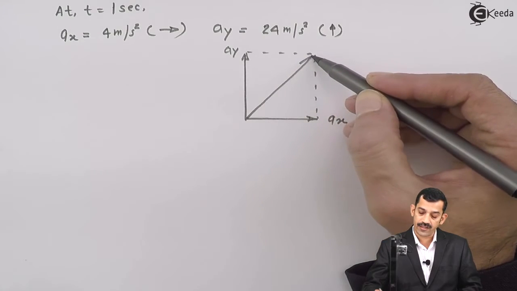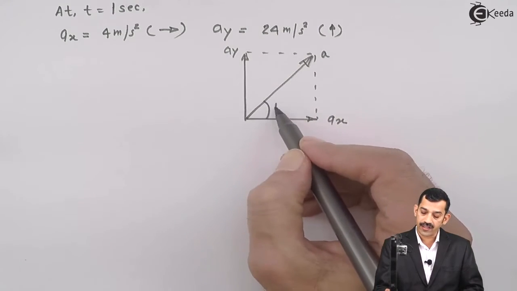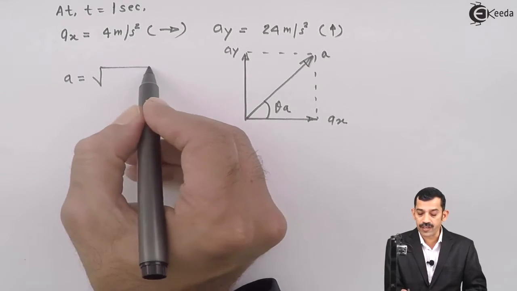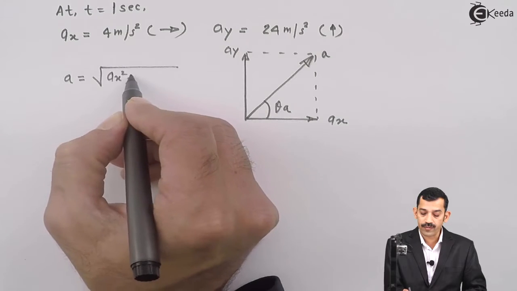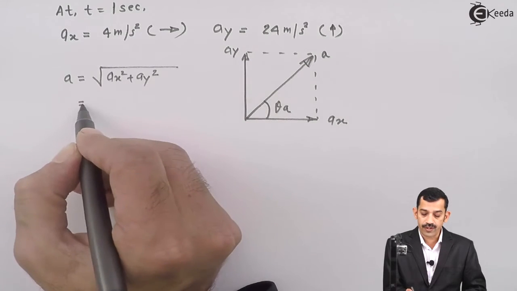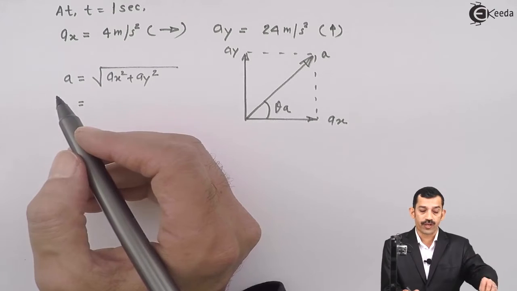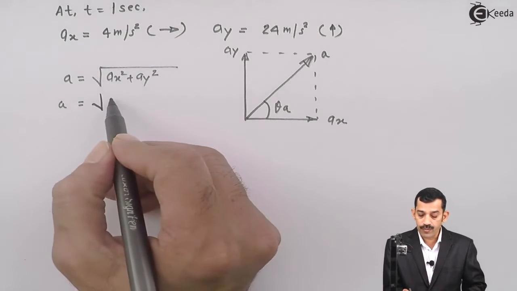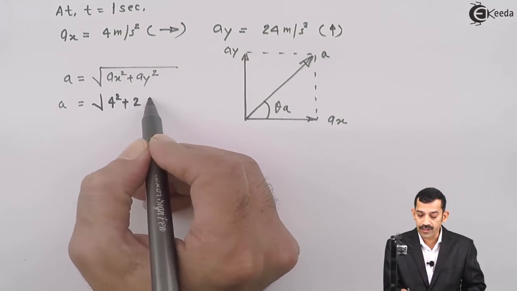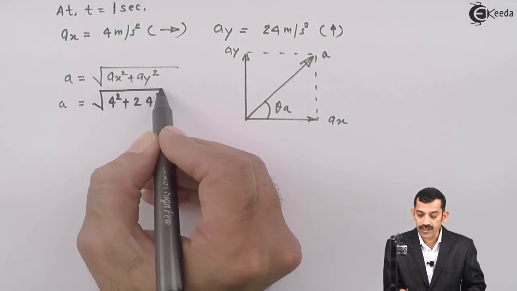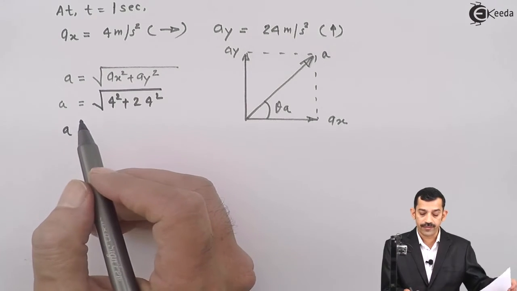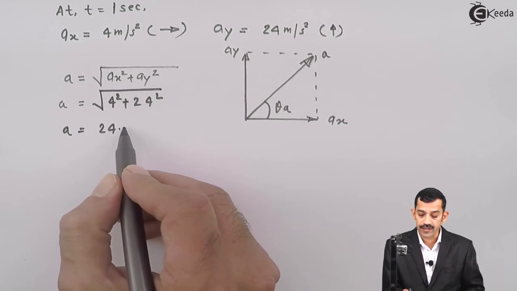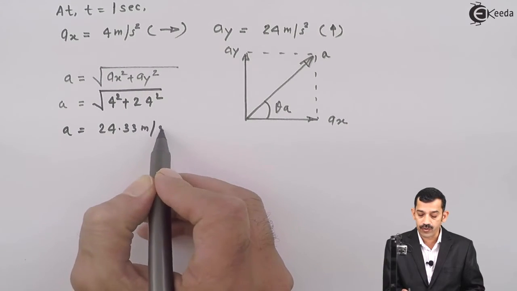This is the resultant acceleration a, and its inclination is theta a. The magnitude of acceleration, applying the Pythagoras theorem, is ax square plus ay square. If you substitute both acceleration components, the acceleration of the particle is the square root of 4 square plus 24 square. If you calculate using a calculator, this acceleration a comes out to be 24.33 meters per second square.